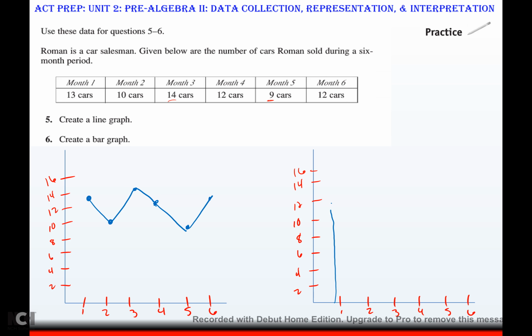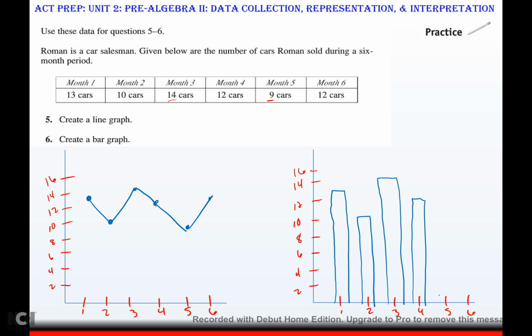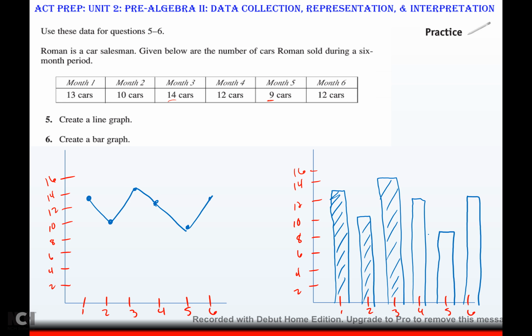So in month 1, we went up to 13 cars. In month 2, he sold 10. In month 3, he sold 14. In month 4, he sold 12. In month 5, he sold 9. Where are you going? In month 6, he sold 12. What was 5? 9 cars? I went past everything. Alright, and then we fill them in. And that would be your pretty bar graph.